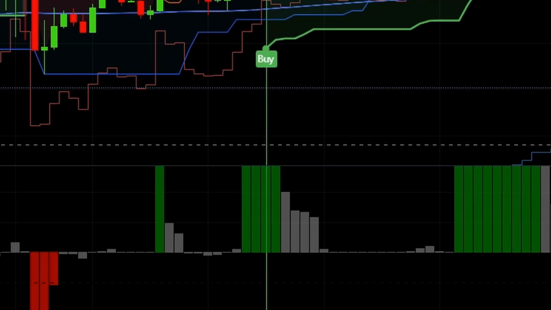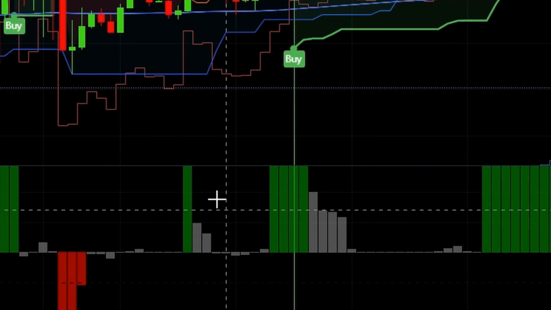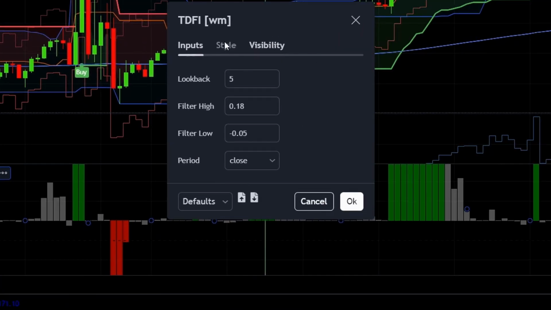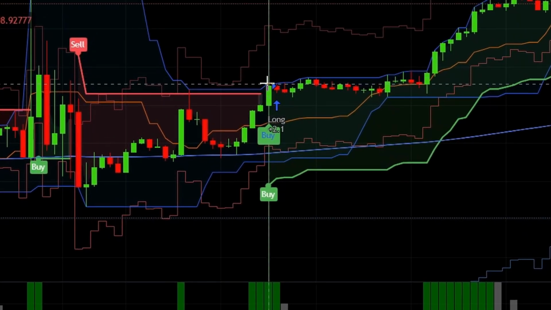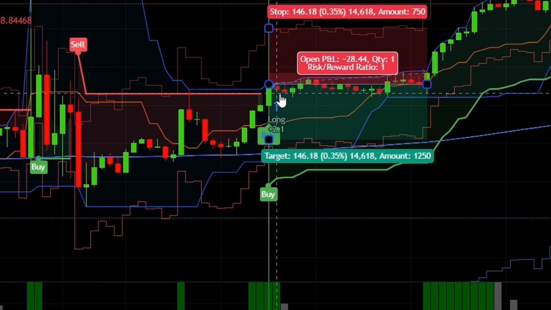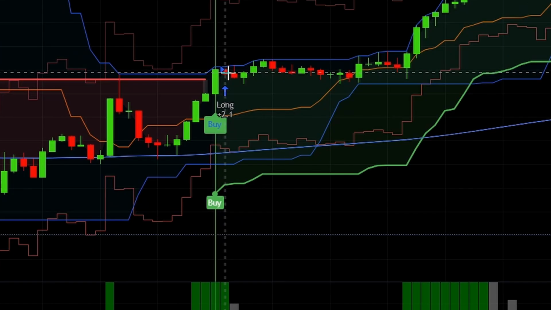TDFI. I forgot to mention, to get this style on the TDFI, you have to open up its settings, switch to the Styles tab, and change its line style to columns. So all the rules are met for a valid long entry. We can enter into a position at the close of the signal candle or at the open of the next candle. As always, the script enters at the open of the next candle.